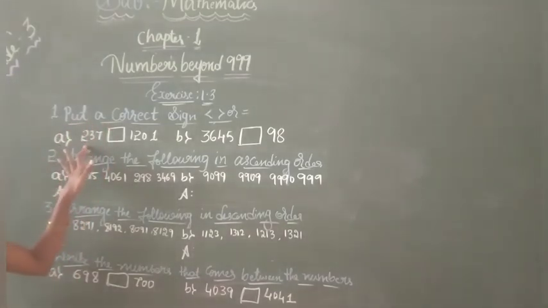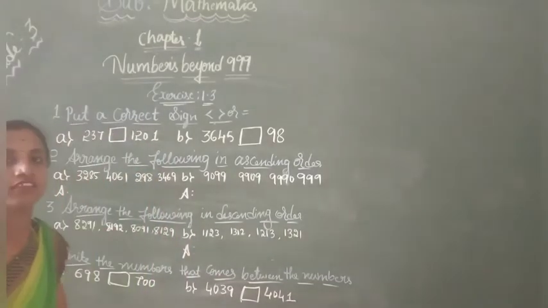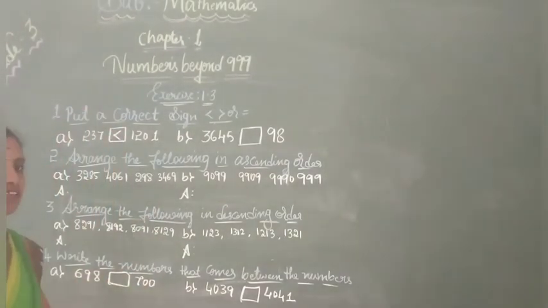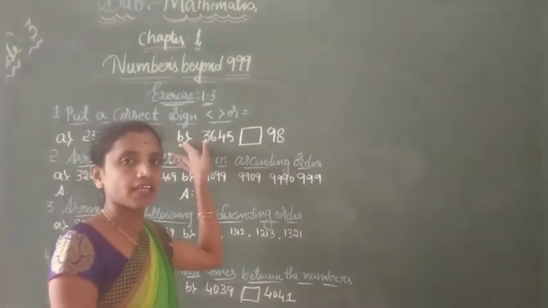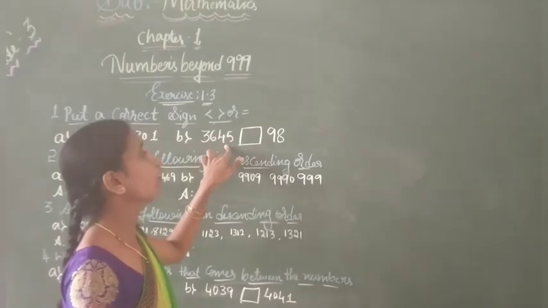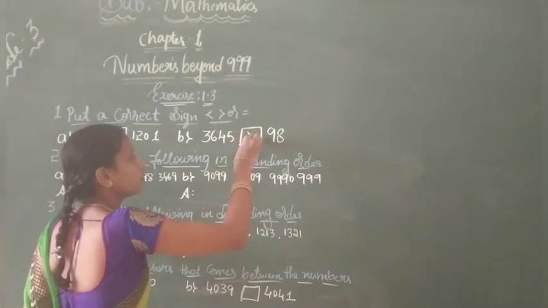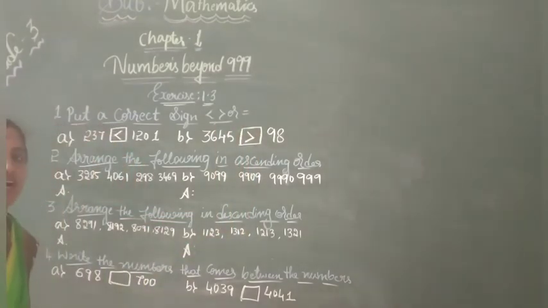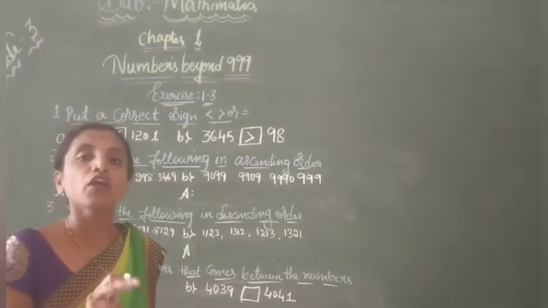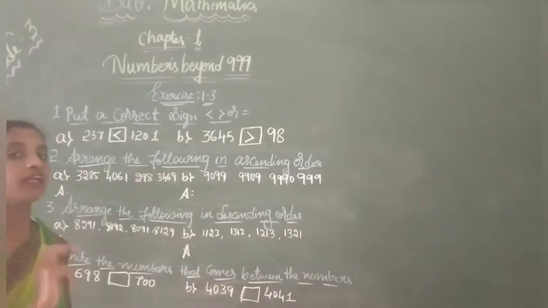Look, 237 and 1201. Which is greater? 1201. Is it clear? Next, one more example I will show. Look, 3645 and here is 98. Which is greater? 3645. Is it clear? And some more examples are given in your textbook. You should complete it by yourself in the textbook.